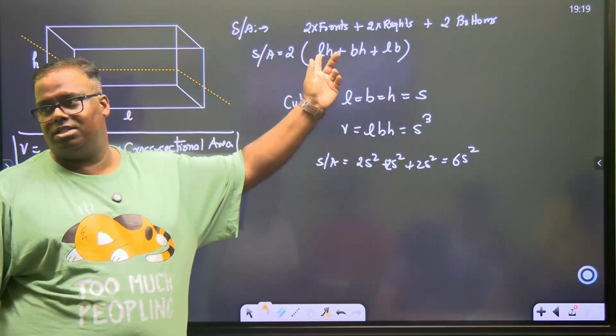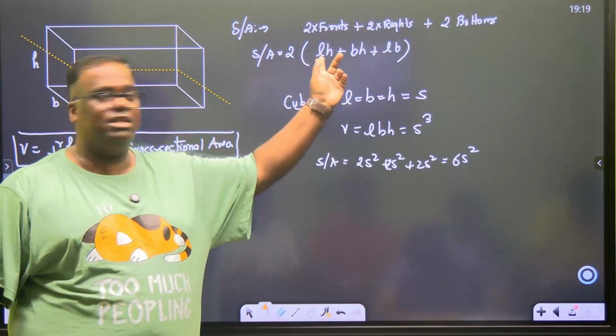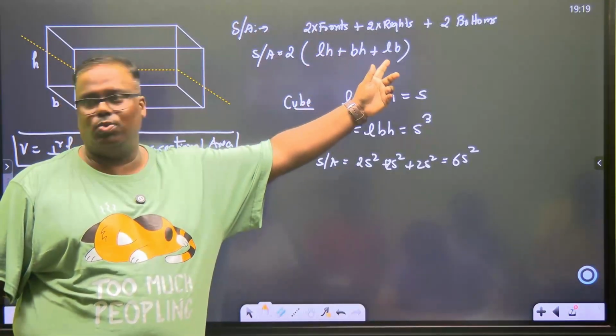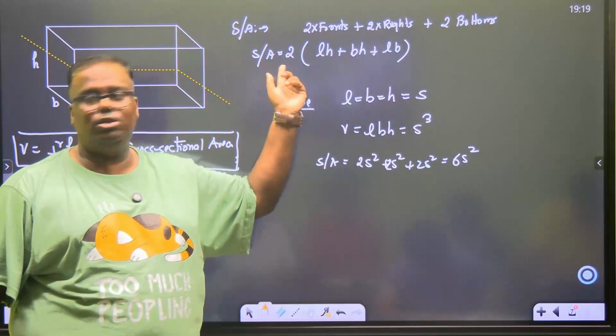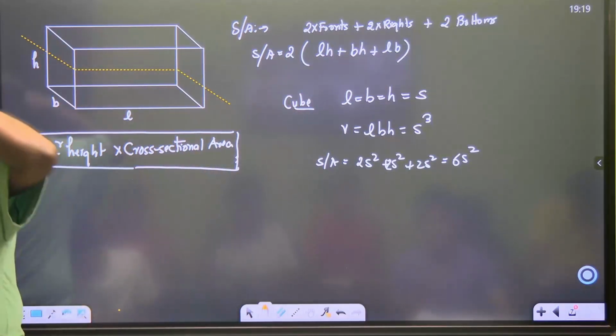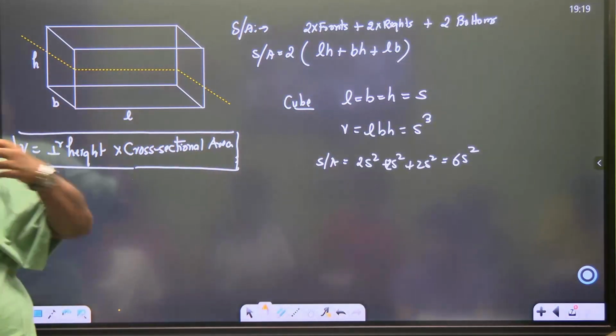It comes from here itself. Everything is s square, s square, s square, 3s square multiplied by 2, 6s square. Clear? Cuboid clear हो गया?